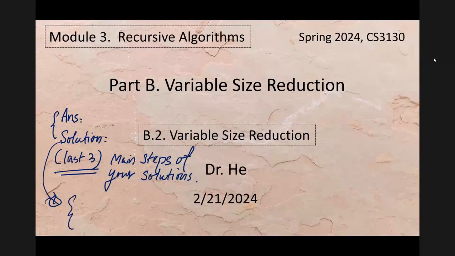Answers, details. Why is that? Yeah, I mean the pen is not quite good. Why is that? Details.